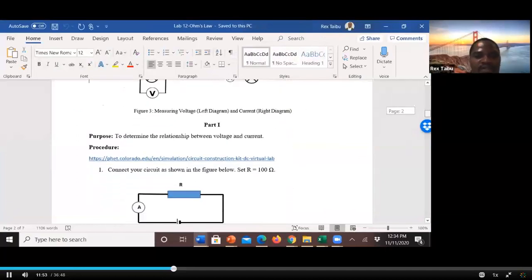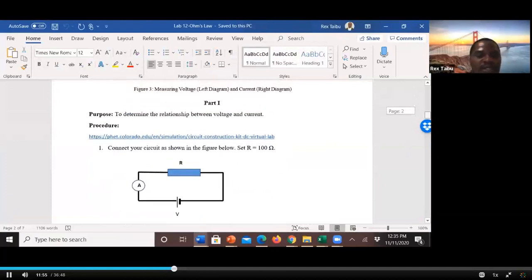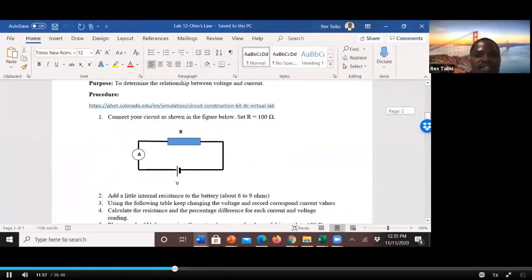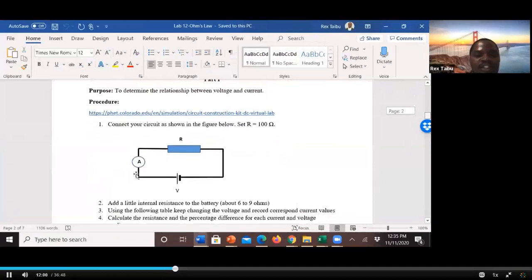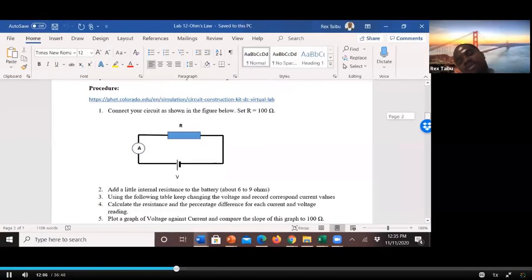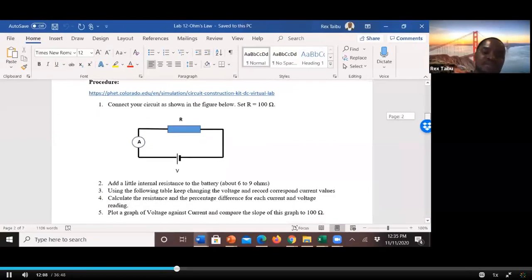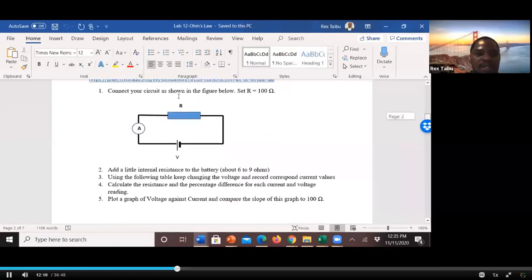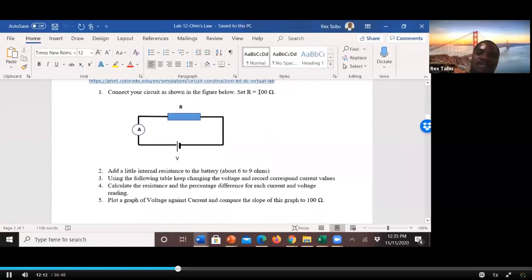All right, so we move on to part 1. In part 1, we just want to simply investigate the connection between voltage and current. So it's a simple circuit. It's called a simple circuit, a series circuit, with only one resistor. So they say connect your circuit. You set R equal to 100 ohms. So you go here.